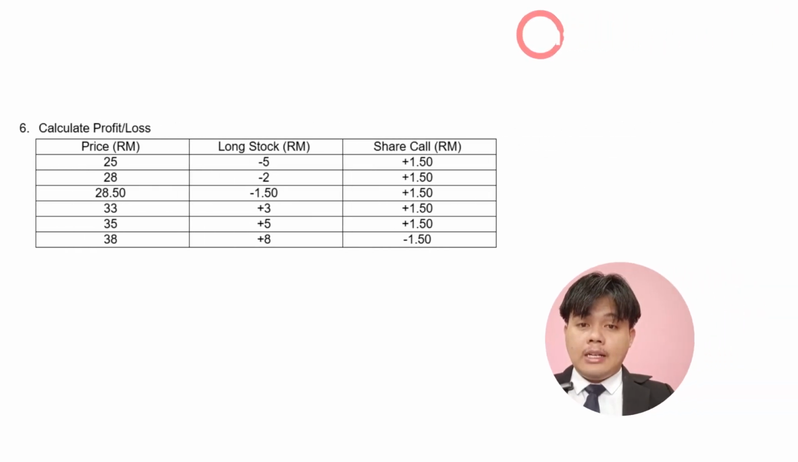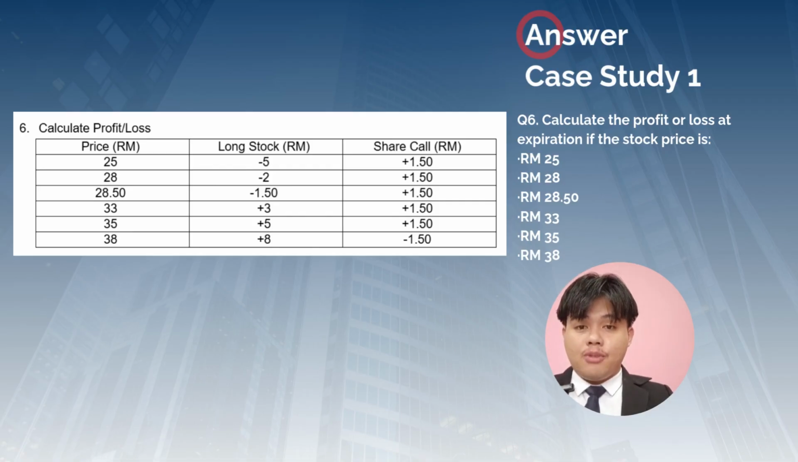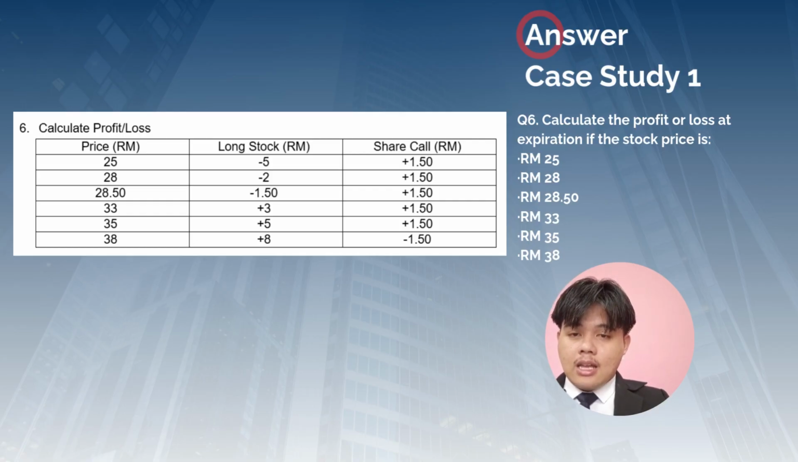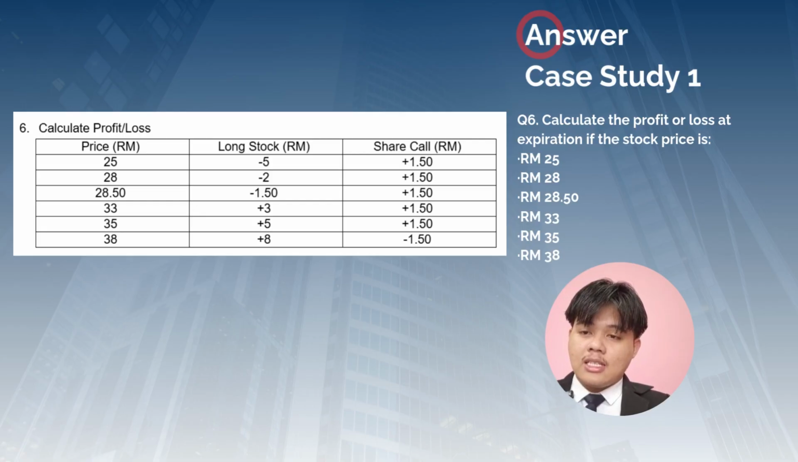I'm Azmahathir Bin Asman, and now I will explain the profit or loss at expiration for a long stock and a short call option at different stock prices. So we go to the first. When the stock price is 25 ringgit, the long stock made a loss of 5 ringgit, while the short call gives a profit of 1 ringgit and 50 cents. Next, at 28 ringgit, the long stock still has a loss of 2 ringgit, and the short call still earns 1 ringgit and 50 cents.